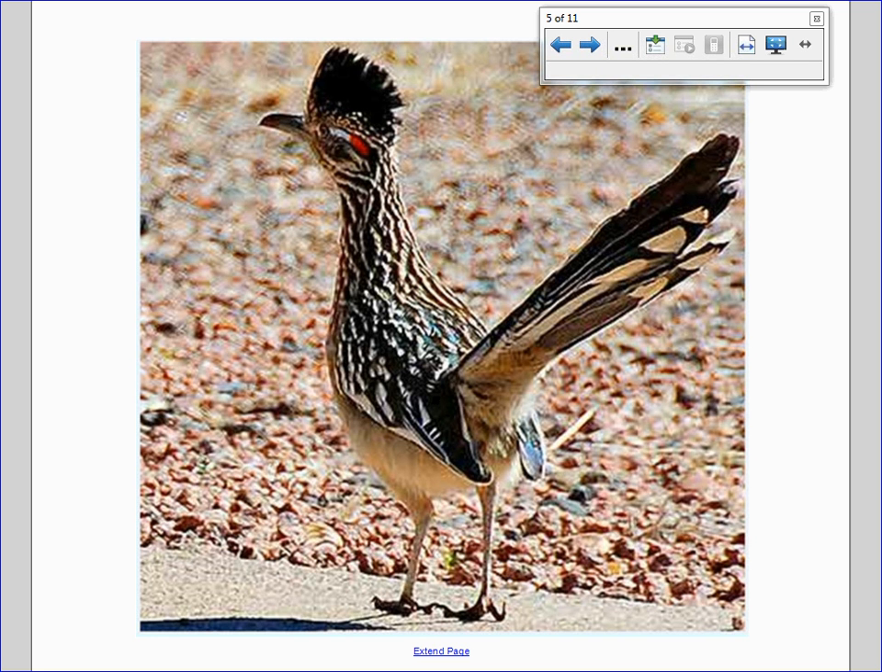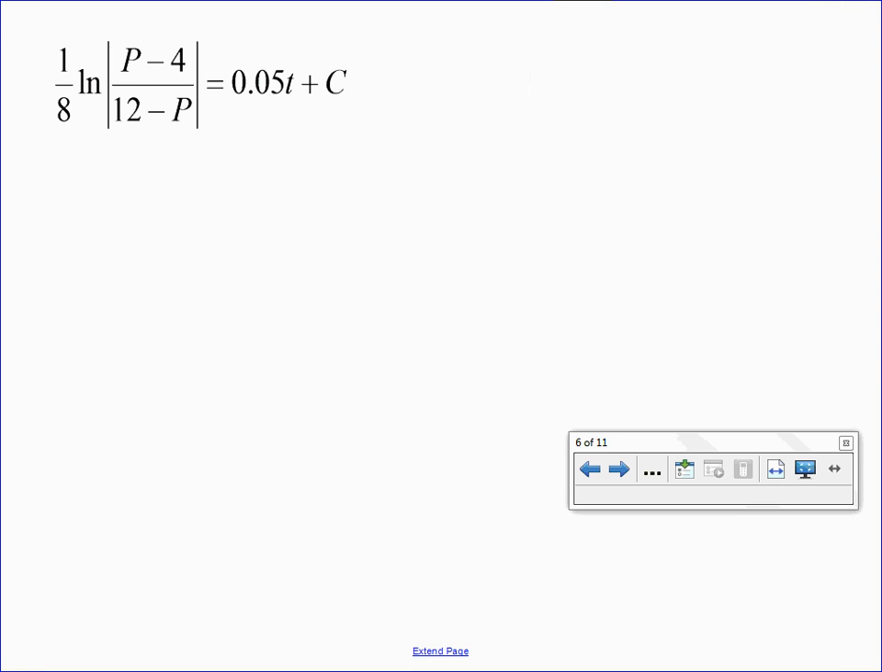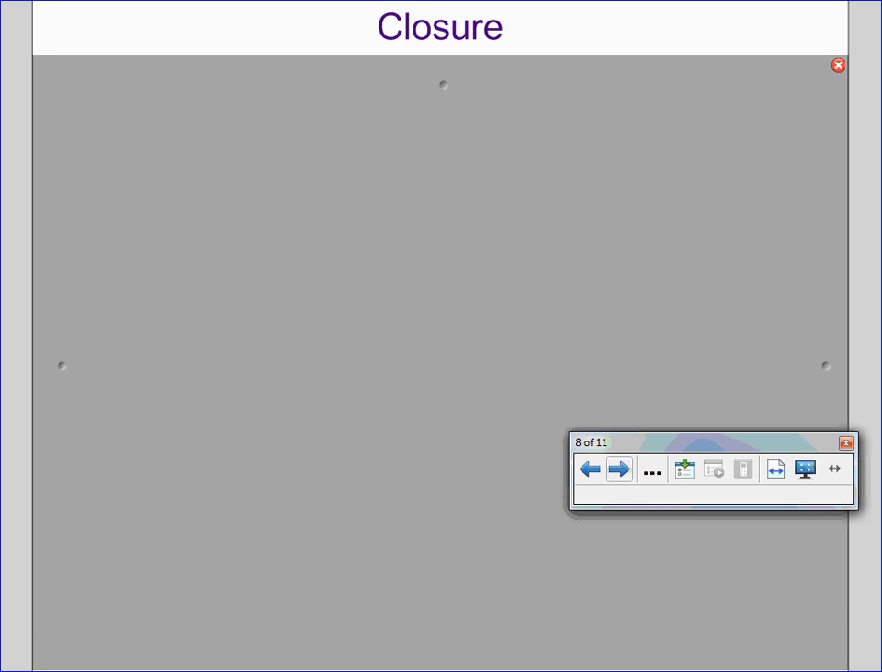So here we have a nice picture of a Roadrunner. We're seeing it in the flesh, and we've got our equation where we could find what P equaled, and that involved a nice set of algebraic tools to do so. Actually, you guys did very well on that, so we're not going to have to go through it.